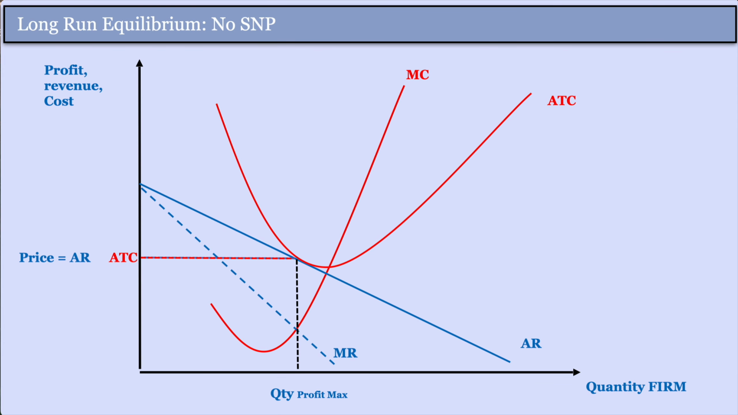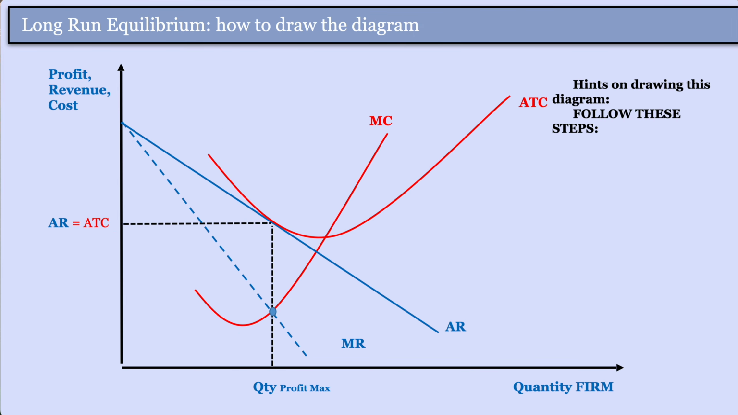So you have to draw this as your long run equilibrium, with no supernormal profit, where the price equals the average total cost in the market. That's quite an important diagram to be able to draw accurately, and I'll show you in a minute how you draw that. Okay, so here we go.